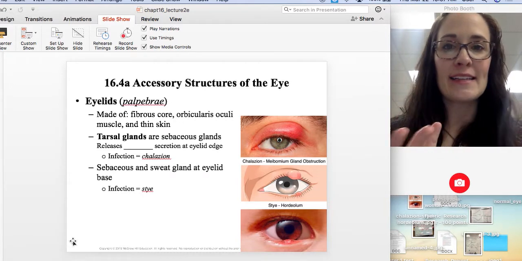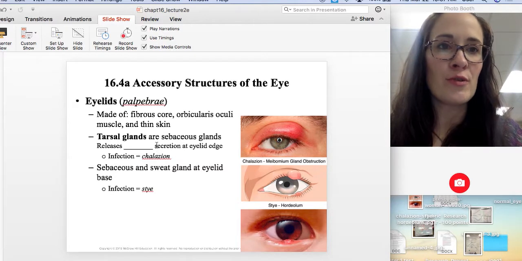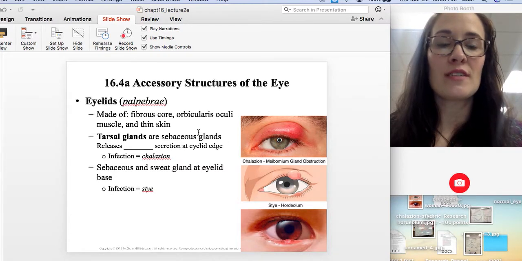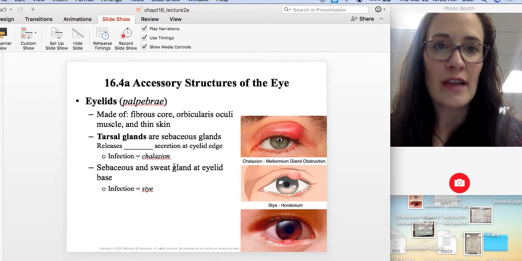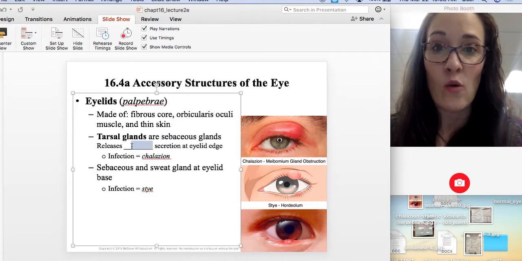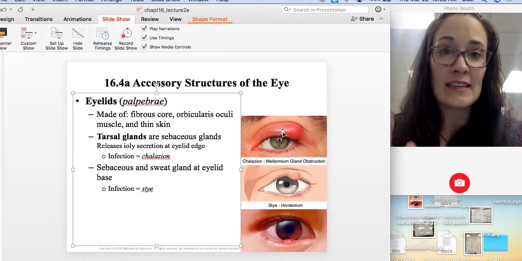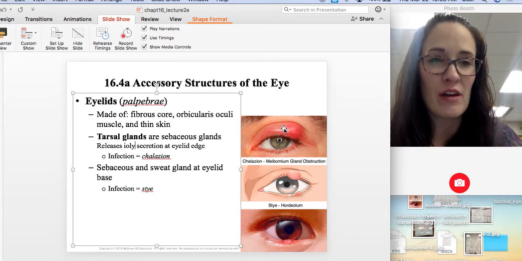So your eyelids, that's the technical term for them, they're made of fibrous tissue, a little bit of muscle in there from the orbicularis oculi, muscle around it, and that sphincter muscle, and then thin skin. They have glands within them called tarsal glands that are sebaceous or oil glands that release an oily secretion at the eyelid edge, and this is an infection of that gland. You can see how painful that would be.